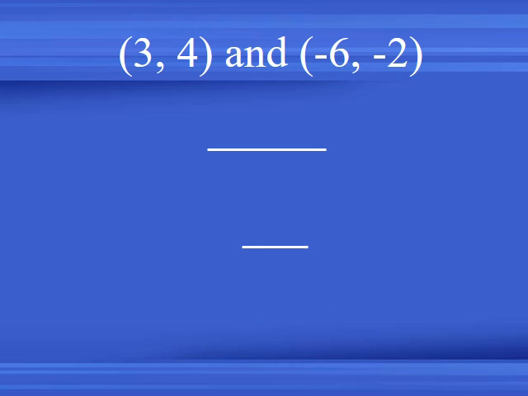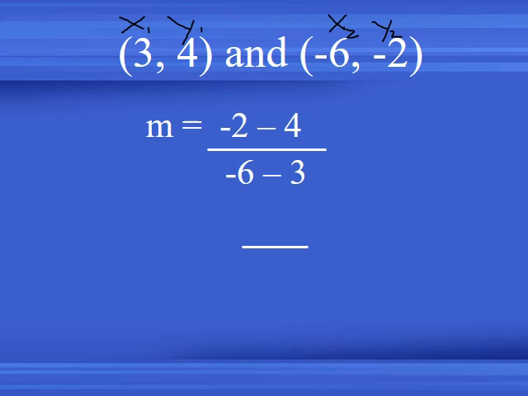We can take a look at another example. What happens if we had 3 and 4, minus 6, minus 2? Well, first thing I would do is label my points, x1, y1, x2, and y2. I'd go to my formula. I'd probably write my formula down, but I'd sub my numbers in.